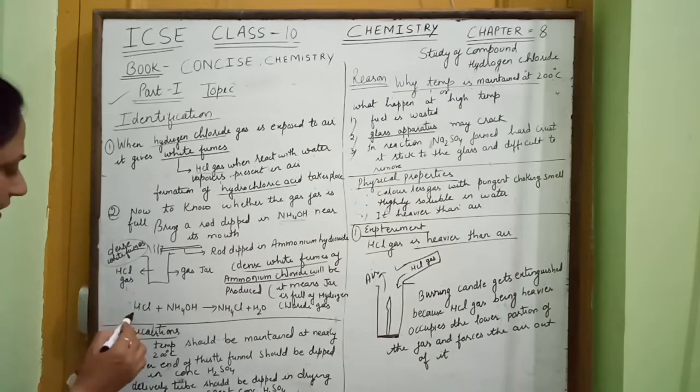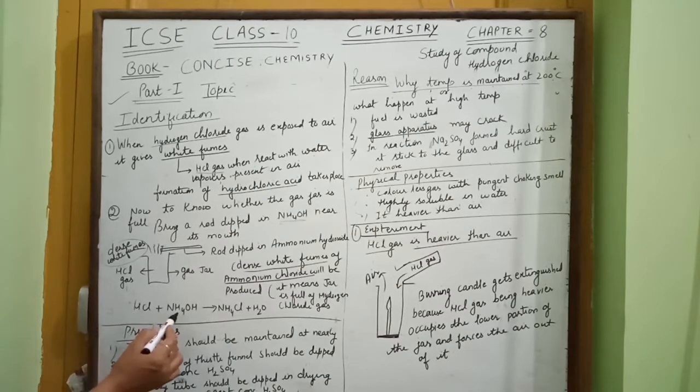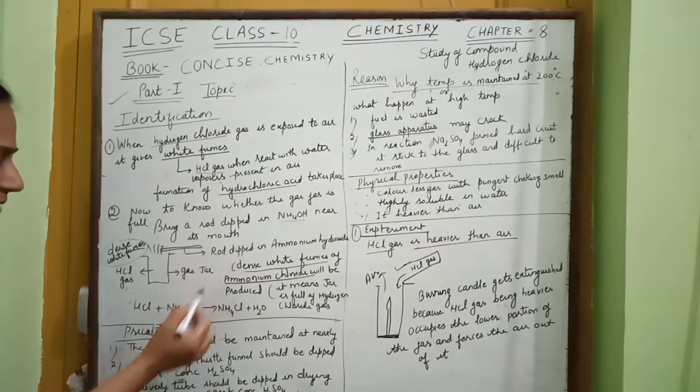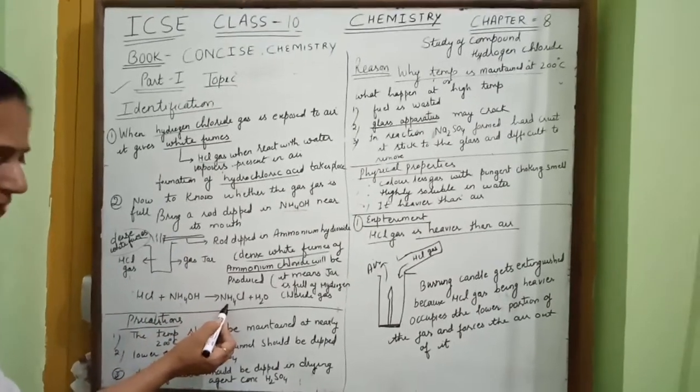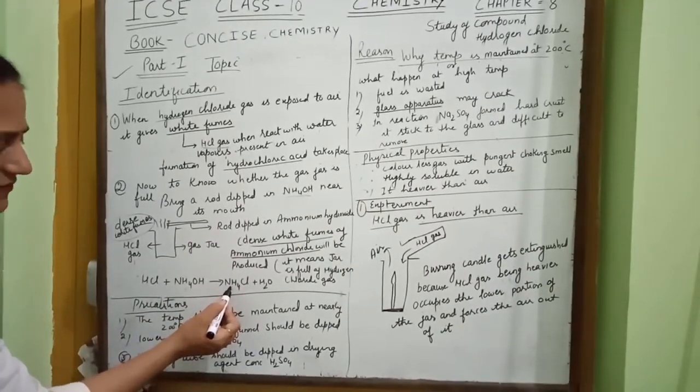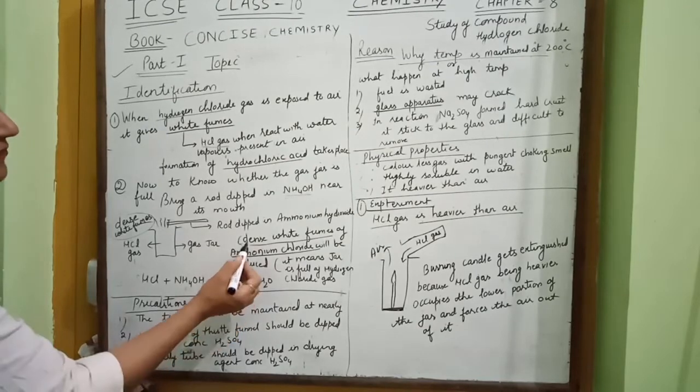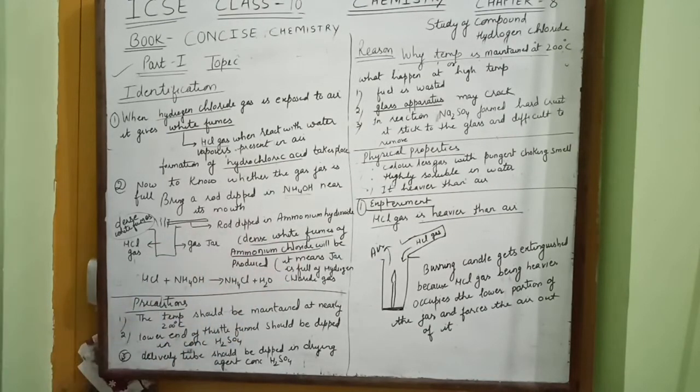See the reaction. Hydrogen chloride gas, when it reacts with ammonium hydroxide on a rod dipped in ammonium hydroxide, forms ammonium chloride, and because of the formation of ammonium chloride, dense white fumes occur.